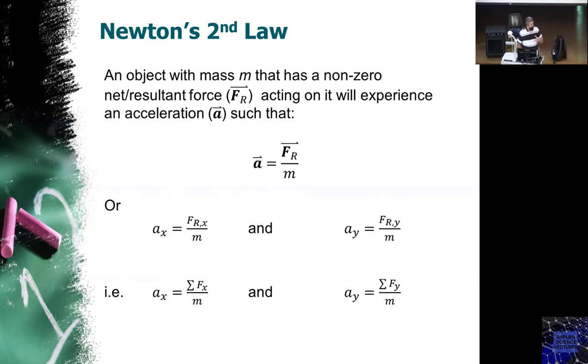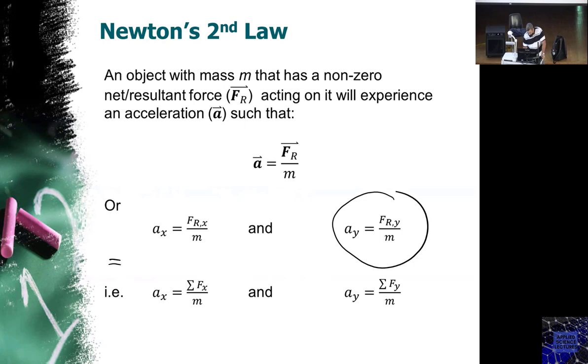Here, we have acceleration along the x-axis. It's different than the projectile motion that we've dealt with in previous lectures. So what is the x component of the acceleration? Sigma Fx divided by m. What is the y component of the acceleration? Sigma Fy, which is the y component of the resultant force, divided by m.